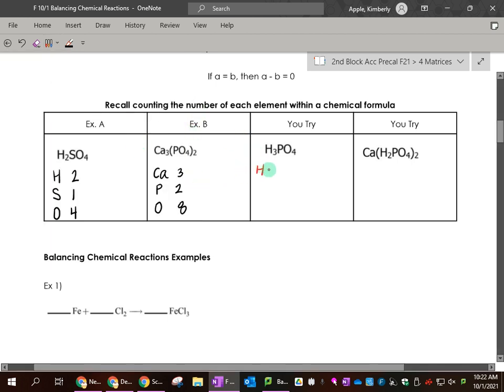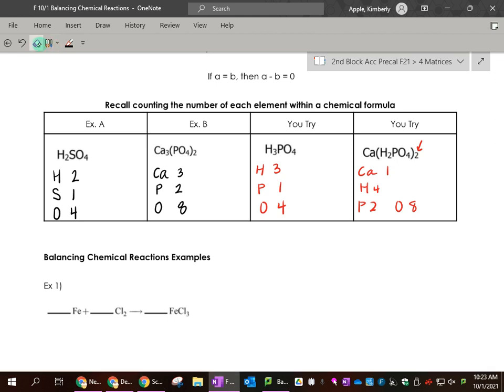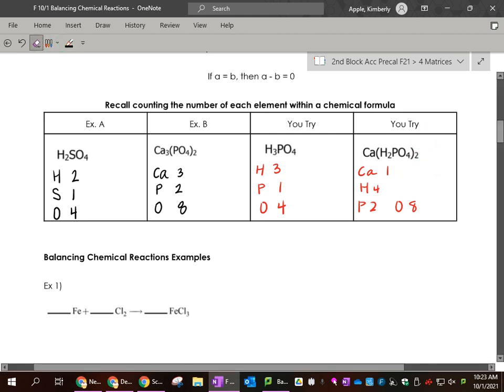So here I've got 3 hydrogens, 1 phosphorus, and 4 oxygens in the first review try. Okay, here I've got 1 calcium, 4 hydrogens, 2 phosphorus, and 8 oxygens. So if you got those numbers, fantastic. If you didn't, let's try to examine why that happened. Most likely it's forgetting this outer subscript. That's the number 1 reason you're going to get a crazy answer today, because perhaps you counted wrong in the first place.